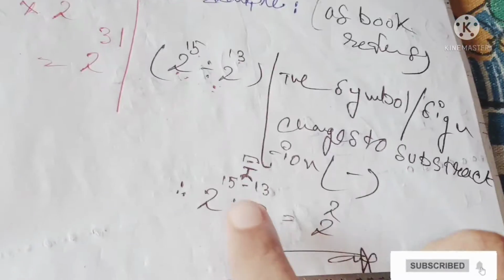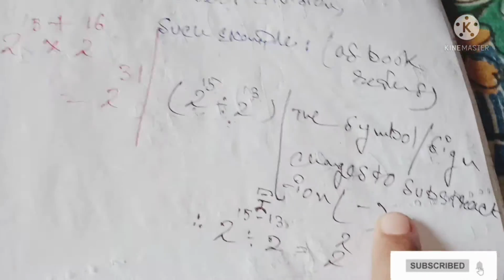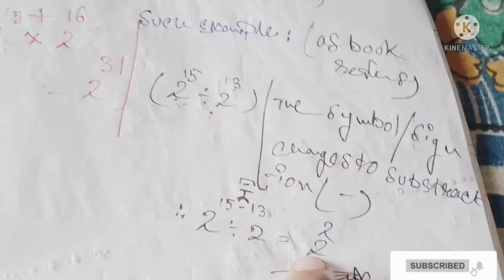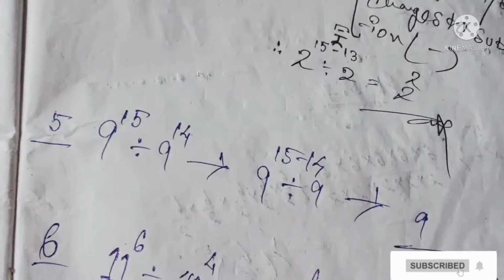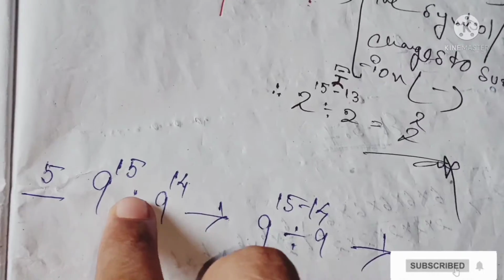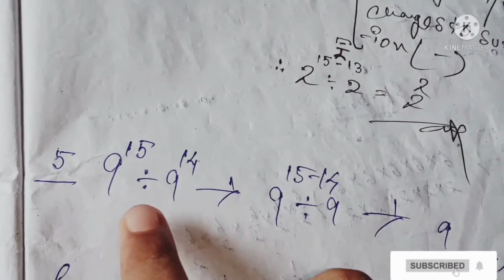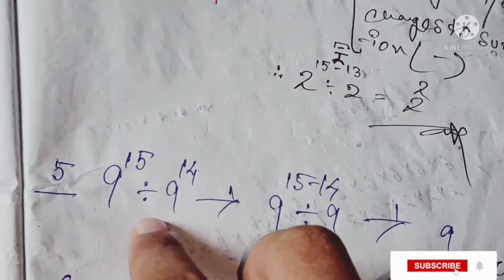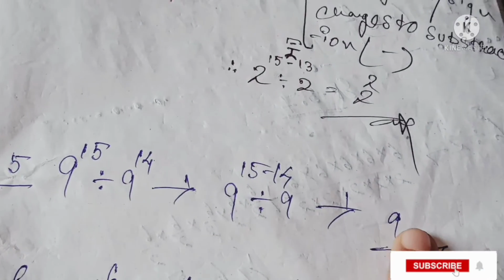That is, 2 to the power 15 divided by 2 to the power 13. As the rule says, we have to subtract the powers, that is 15 minus 13, thus the result is 2 to the power 2, or 2 square. Okay, have you understood all? And number 5 will also be the same, because as the rule says, we have to subtract the powers when we divide. So 9 to the power 15 divided by 9 to the power 14, the result will be 9 to the power 15 minus 14, that is 9, only 9.